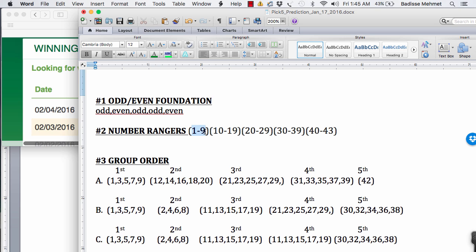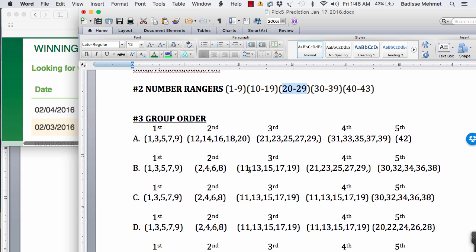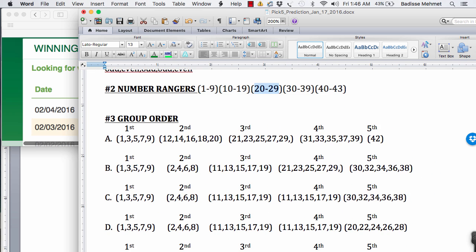Each of them has groupings. So, for example, 1 to 9, 10 to 19. So you pick groups, right? The ranges, I should say. So your first range would range from 1 to 9. Your second range would be 10 to 19, 20 to 29, and so forth. You see it right there. Okay? Now, the third thing you should look at is group order, right?